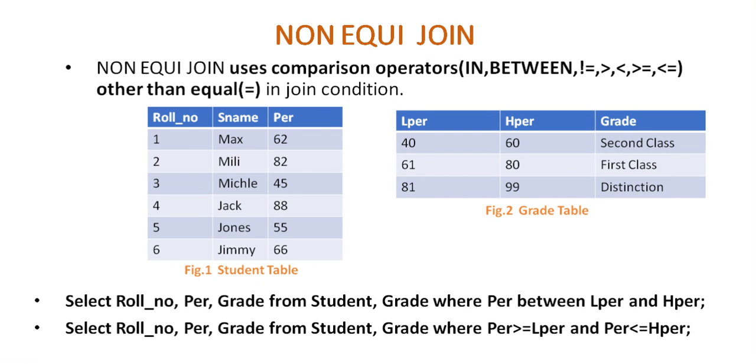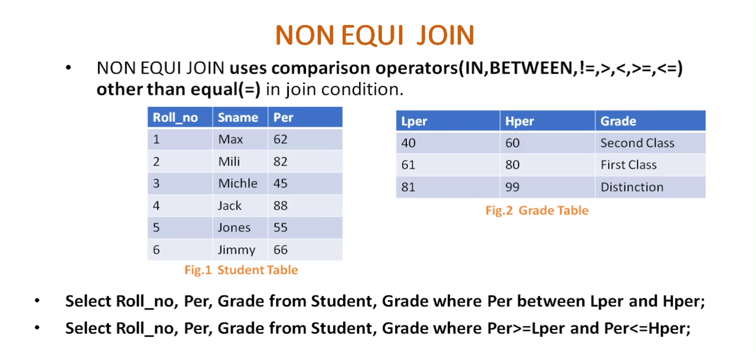Now the same query can be written as select roll number, percentage, grade from student, grade where percentage greater than or equal to low percentage and percentage less than or equal to high percentage. With the BETWEEN keyword you are checking a range, percentage between 40 and 60, percentage between 61 and 80. With the second query you are also checking the same thing, that is the range: percentage greater than or equal to 40 and less than or equal to 60, percentage greater than or equal to 61 and less than or equal to 80. With these two queries, you will get the same result.